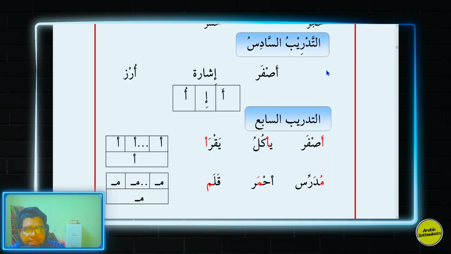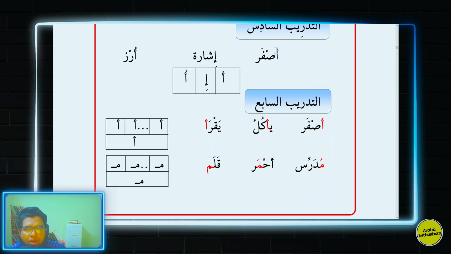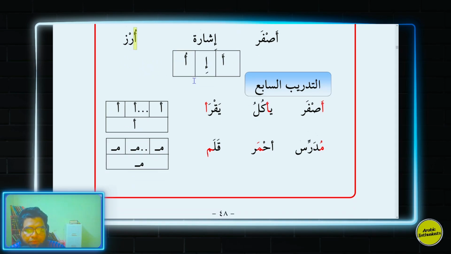At-tadrib as-sadis. What does he want? Oh, Hamza. Hamza can be written on top as well as below. A-I, and then on top with the dhamma is U. Asfar, yellow. Ishara, a sign. And uruz or aruz. Uruz, rice. A-I-U.